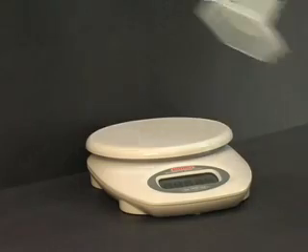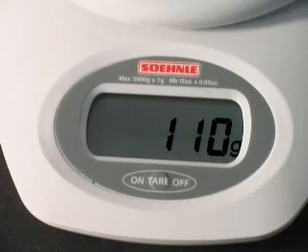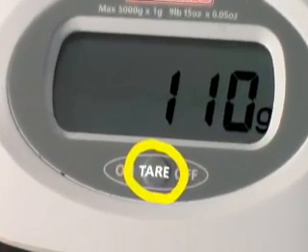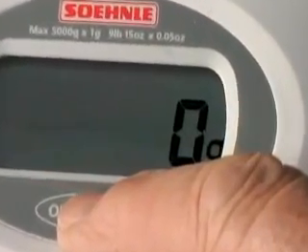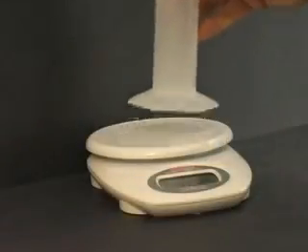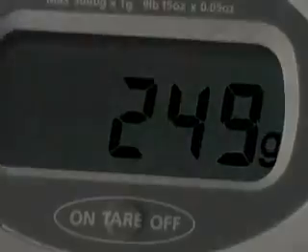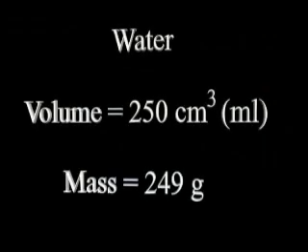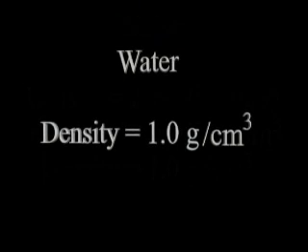Sit the empty cylinder on the scale. The mass of the cylinder is displayed as 110 grams. Press tare, and the mass of the cylinder is subtracted. I can now remove the cylinder, fill it with water to the 250 milliliter mark, and set it back on the scale. We have 249 grams of water. Doing the math, we divide mass by volume, and rounding the answer to 1 decimal place, we determine the density of water to be 1 gram per cubic centimeter.